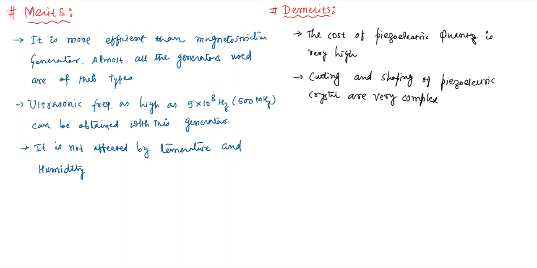So the process of making the quartz, or any piezoelectric material, usable, putting it in a form we can use, is very difficult, and therefore the cost also increases. First, piezoelectric material is not easily available, and even after getting it, the cutting and shaping is also very expensive. Therefore the generator which uses the piezoelectric principle is very costly. That is the only demerit or disadvantage of the generator.